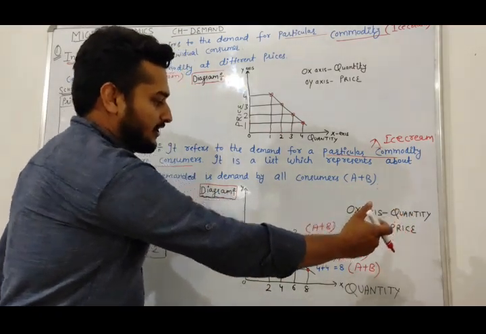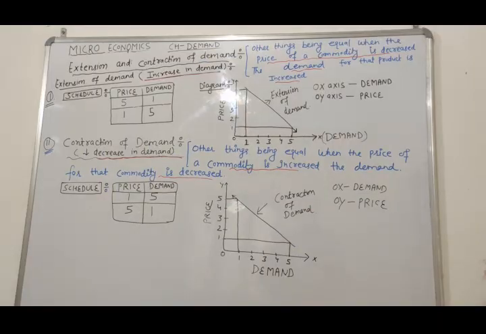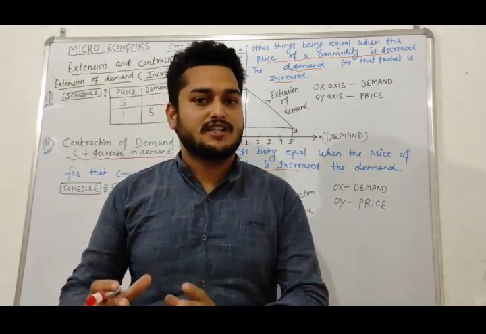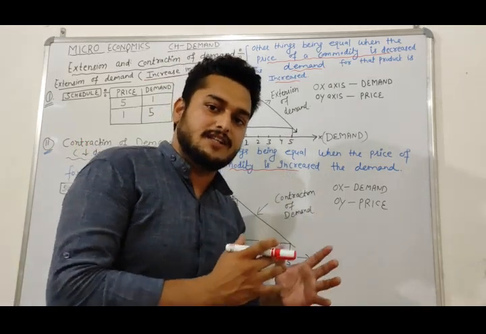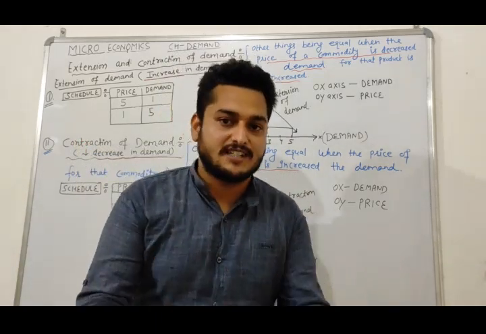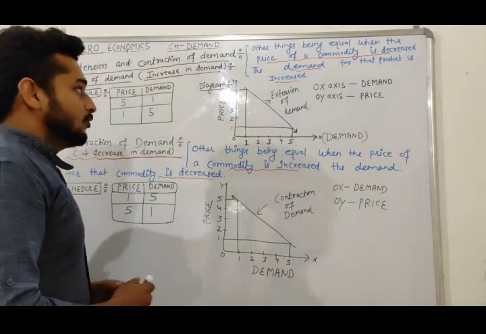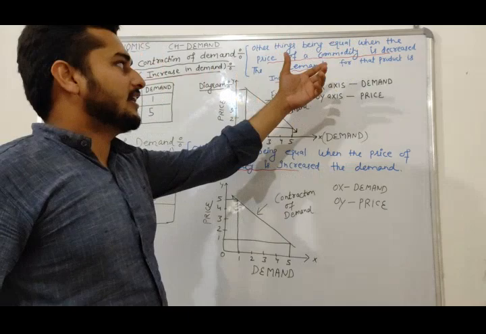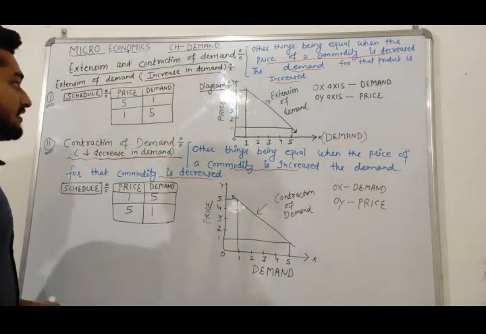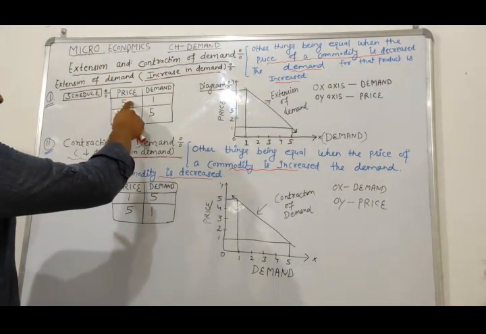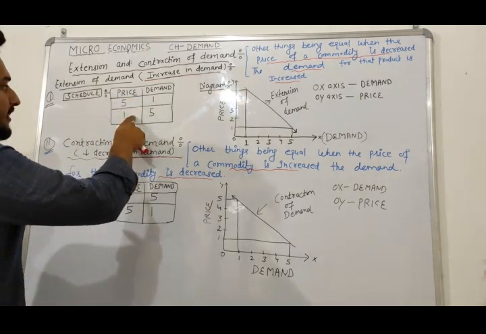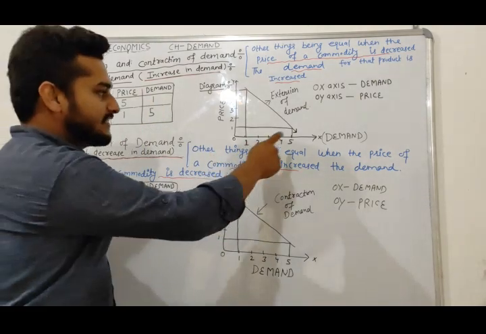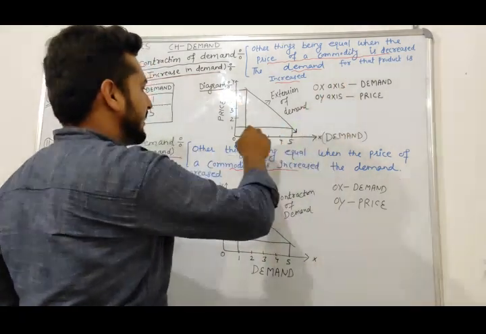On the x-axis we will take quantity and on the y-axis we will take price. Extension of demand means increase in demand, and contraction of demand means decrease in demand. So now we will discuss extension of demand. Other things being equal, when the price of a commodity is decreased, the demand for that commodity is increased. Means the price of a commodity is decreased from 5 rupees to 1, our demand is increased from 1 to 5. On the x-axis we will take demand and on the y-axis we will take price.